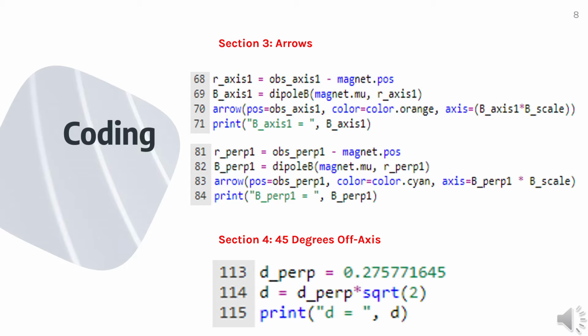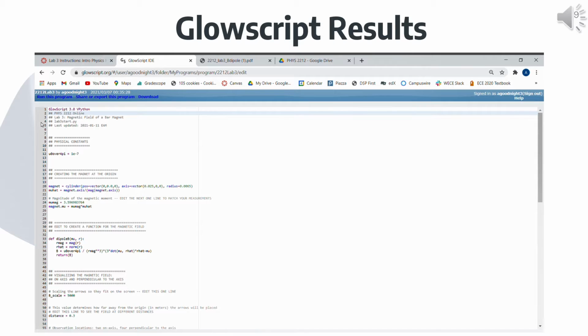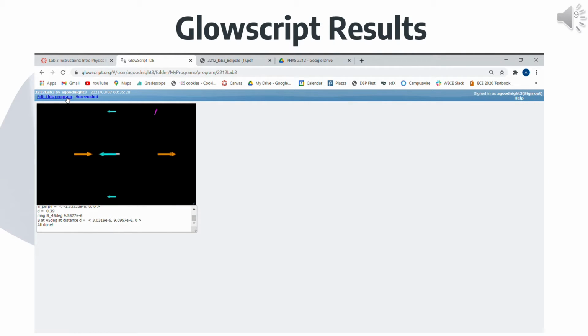Finally, I calculated the magnetic field 45 degrees off-axis, where I needed to plug in my value for dperp, where the absolute magnitude of the B field was equal to 100 microtesla. Let's take a look at these results. Here is what my GlowScript produced. Note that this view uses a B scale of 5,000 from an observation distance of 0.3. These, of course, were arbitrarily decided by me. As you can see, there are printed values at the bottom, so let's take a look at those.